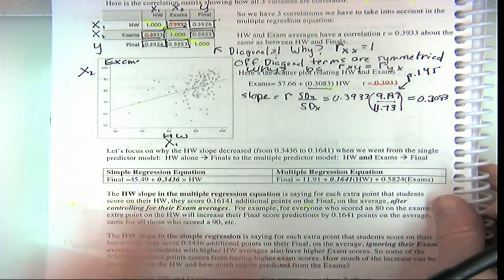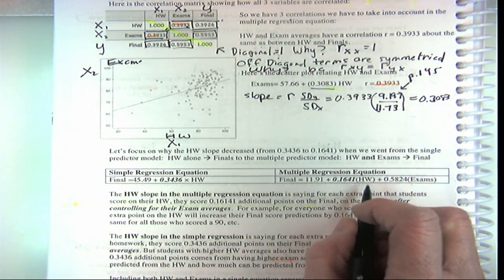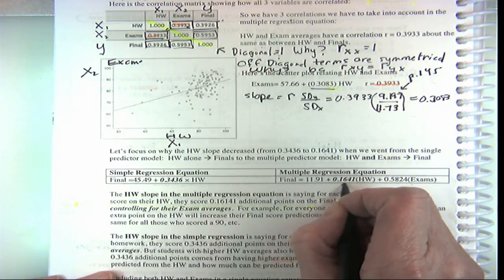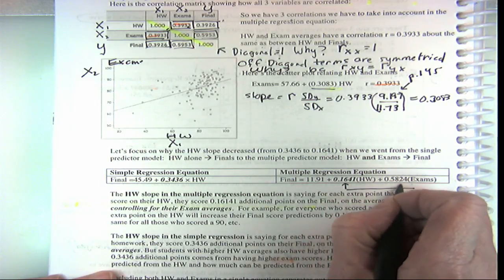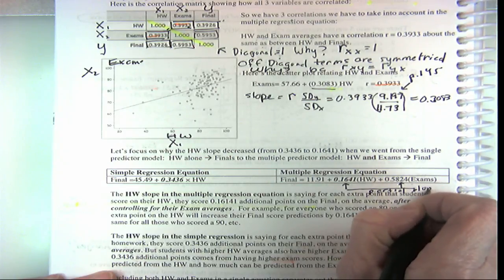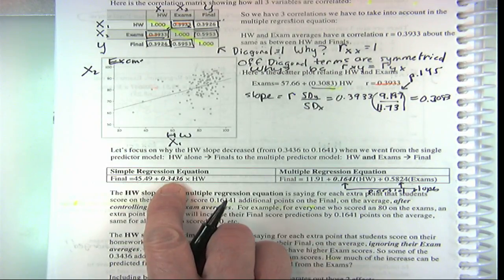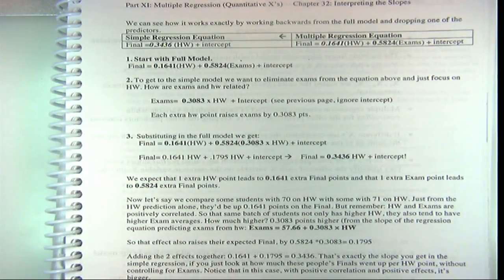You should read all this, but I'm not going to read it for you. These are the partial slopes again, right here. Those are called the partial slopes. And I'm going to show you how to go from this partial slope to the slope that ignores exams. So let's do that.